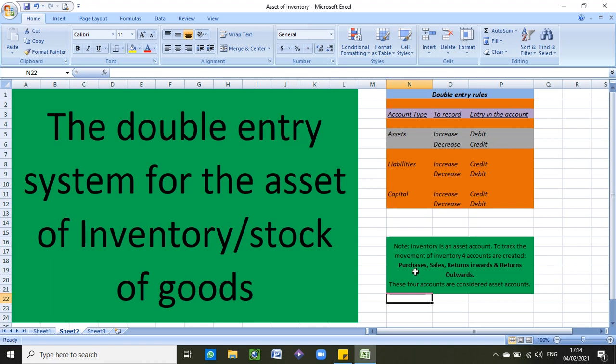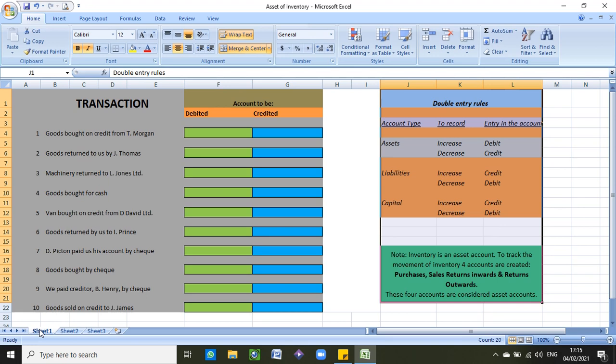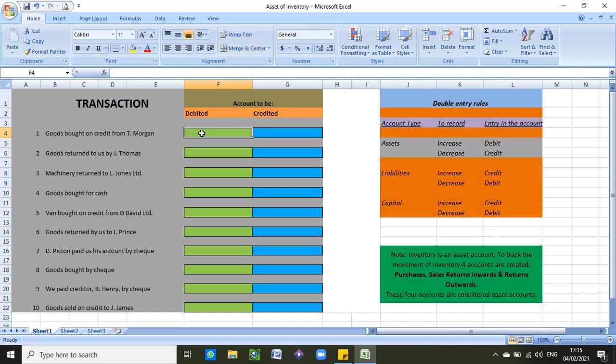At this point, we can say that purchases will always be debited, sales will be credited, return inwards debited, and return outwards credited. Now let me spend a few minutes on explaining a few transactions that will perhaps help you more. So for example, here I have transaction number 1 that says goods bought on credit from T.